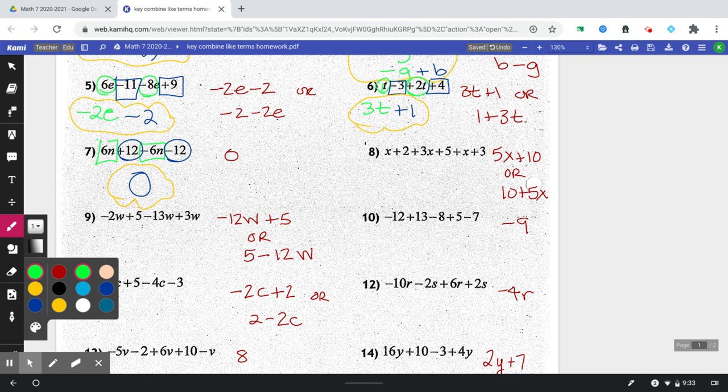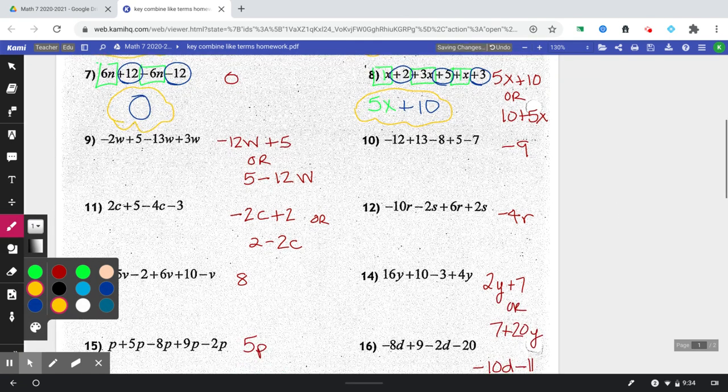Okay, number 8. There's a little 1 out in front of that x, and there's also a little 1 in front of that x. So if we combine 1x plus 3x plus 1x, that's going to give us 5x's. Then we're going to combine positive 2, positive 5, and positive 3. So that gives us positive 10.